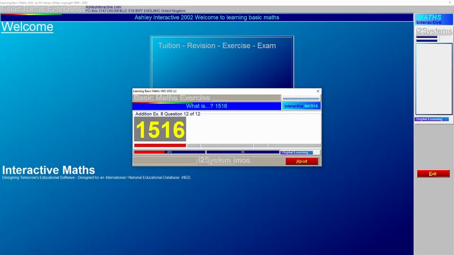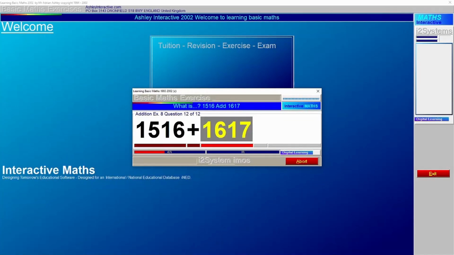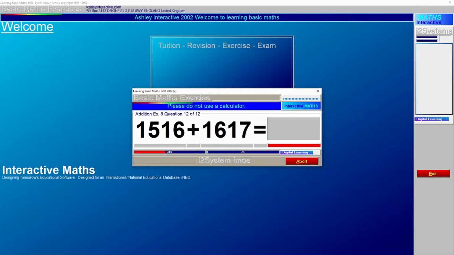What is 1,516 add 1,617 equal to? That is the correct answer.